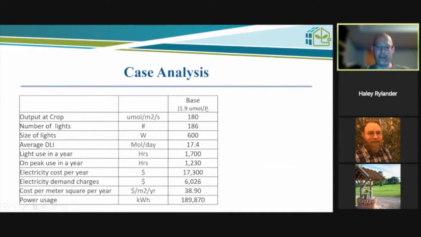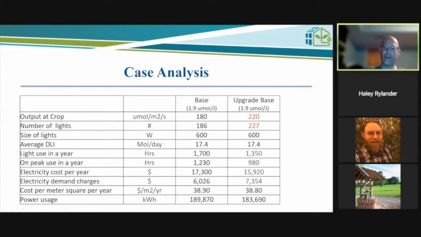So for this case analysis, we used the characteristics that we had before. We can see what our lighting was. Now, if we ran it again and said we want to try a more intense lighting system, so rather than having 180 micromoles, we're going to have 220 micromoles at the crop. It's going to take more lights using the same equipment, but it's going to reduce the number of hours that we need to run it, which in turn reduces the on-peak hours. And so we're going to have a little bit of power savings, but not a ton.